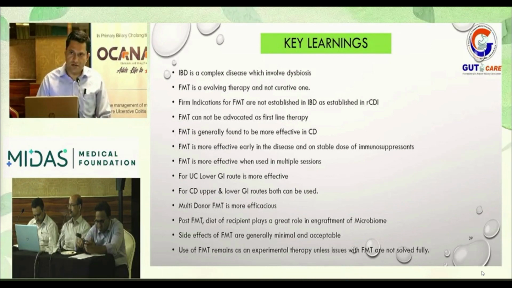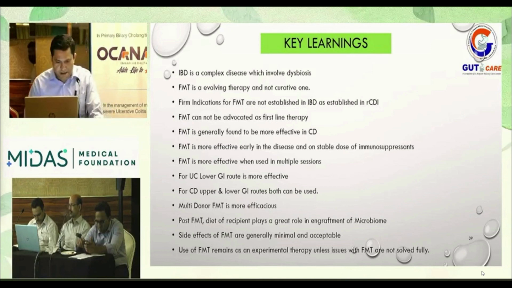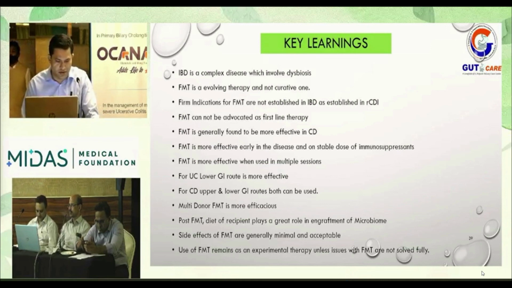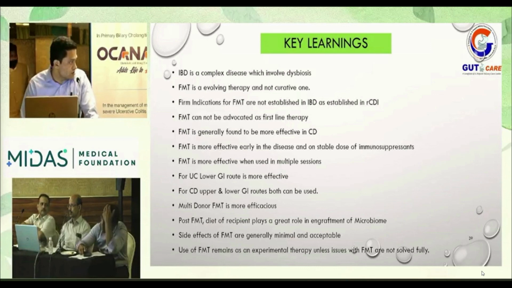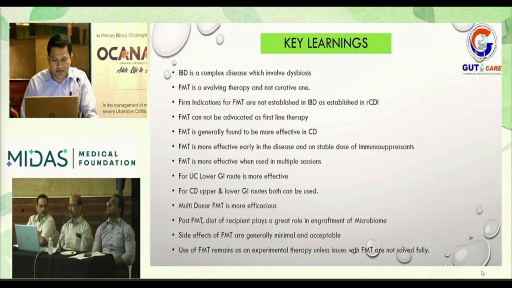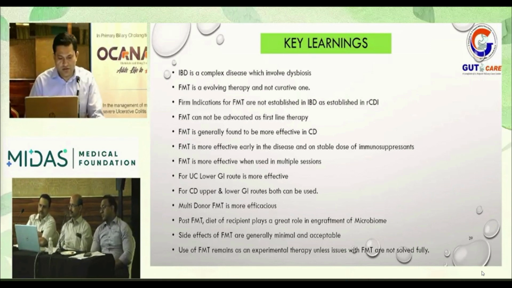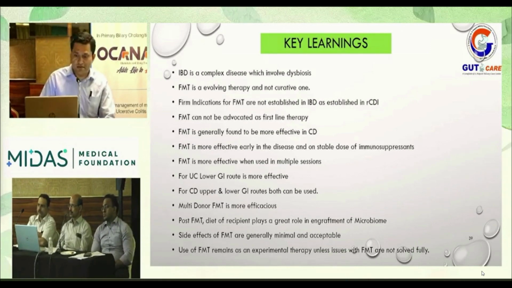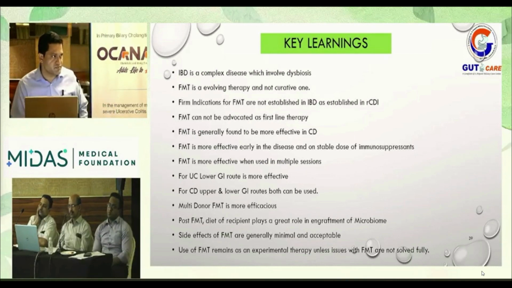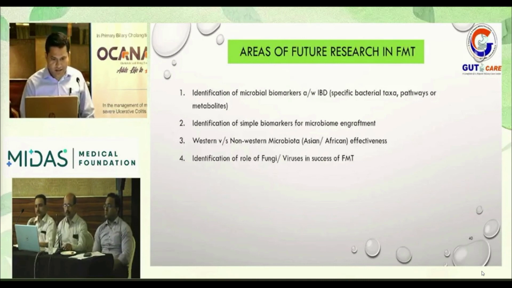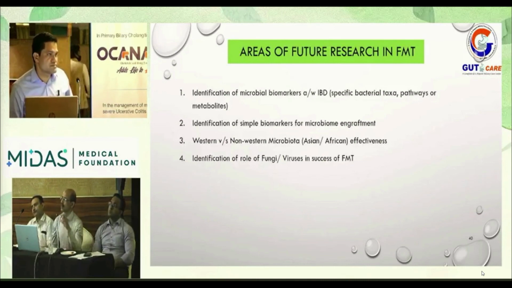More efficacious by lower GI route in UC, and upper GI and lower GI both routes can be used in CD. Post FMT diet of the recipient plays an important role in engraftment of microbiome, and side effects are generally minimal, acceptable and easily manageable. Still, the use of FMT remains an experimental therapy unless issues with FMT are fully solved. Thank you. These are the areas of future research in FMT.